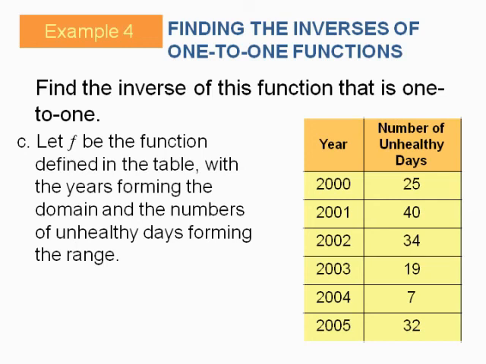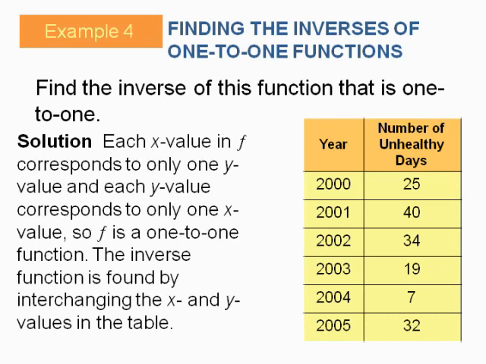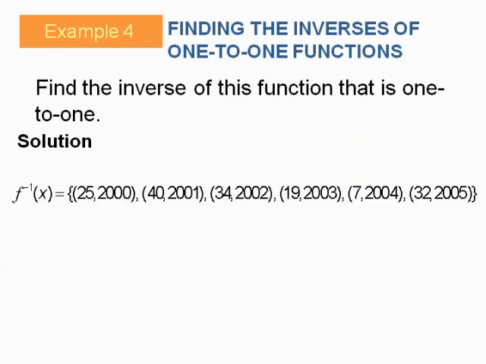So let f be the function defined in the table with the years forming the domain and the unhealthy days forming the range, or we might think of the years as x and the number of unhealthy days as y. So each x value in f corresponds to only one y value, and each y value corresponds to only one x value. So the function is definitely 1-to-1, and we can find the inverse simply by interchanging the x and y values. So here is its inverse. We just went ahead and switched x and y, and that's all there is to it.